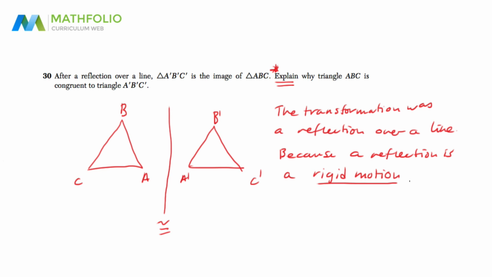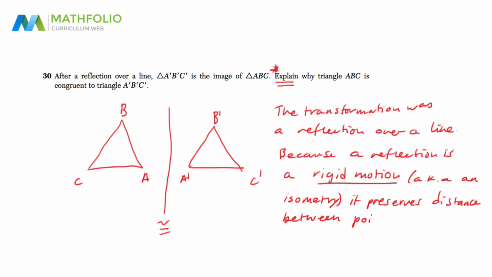Now, one other thing before I put that, I'm going to say, because a reflection is a rigid motion, and that's also known as an isometry. So these are really good words to remember. Isometry. Because a reflection is a rigid motion or an isometry, it preserves distance between points, or vertices.